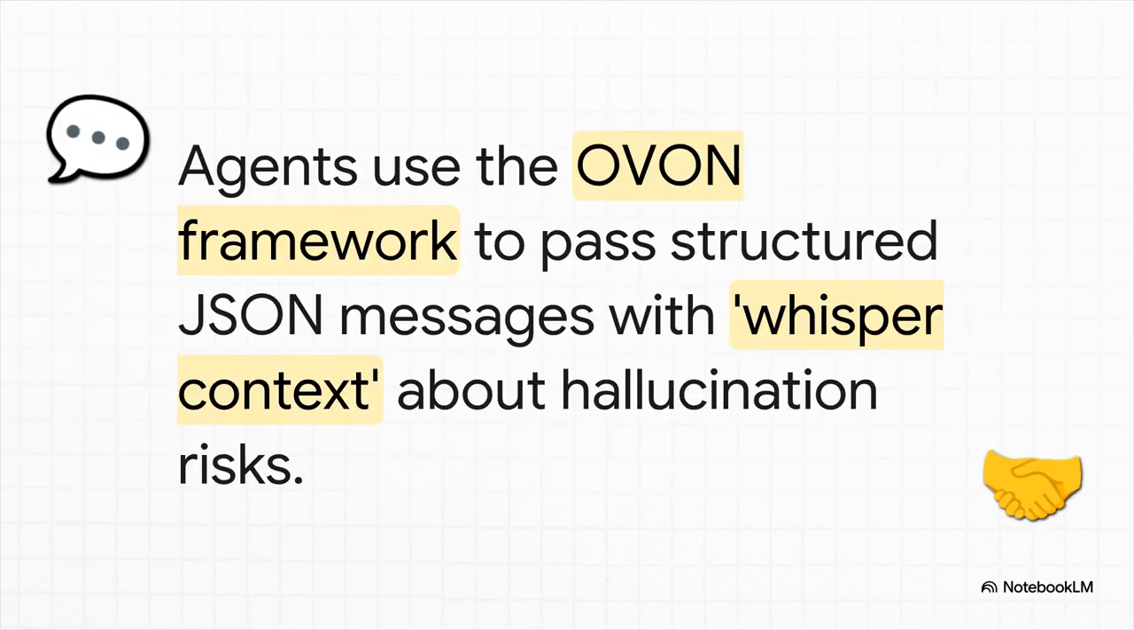So, how do these different AIs actually talk to each other? Well, they use a shared structured language. This lets them pass notes back and forth. But here's the cool part. They can include what's called whisper context. Think of it like a little private sticky note that one agent passes to the next, warning it about a potential problem. This makes sure that crucial context never gets lost as the response moves down the line.